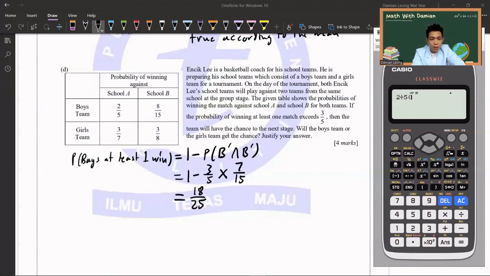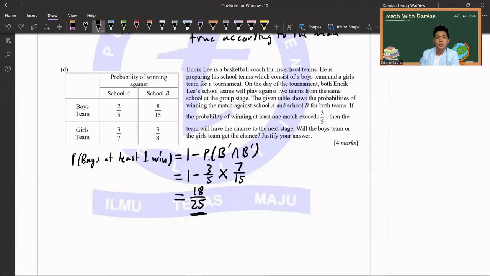Of course, you can do it in another way also, which is you consider all the cases: win school A and lose school B, means 2/5 times 7/15, then you plus lose school A times win school B, plus both win, 2/5 times 8/15. You see, you also get 18/25. So we can consider it differently also, but this would be the easier way. Then we compare.